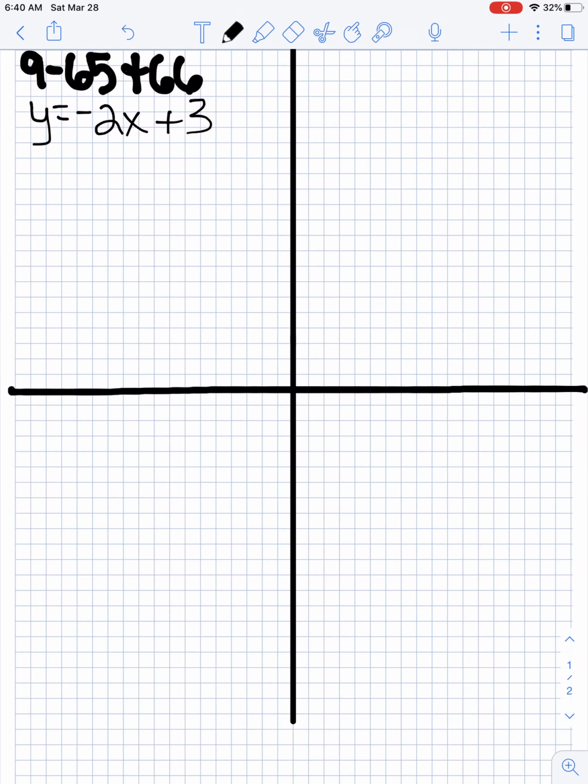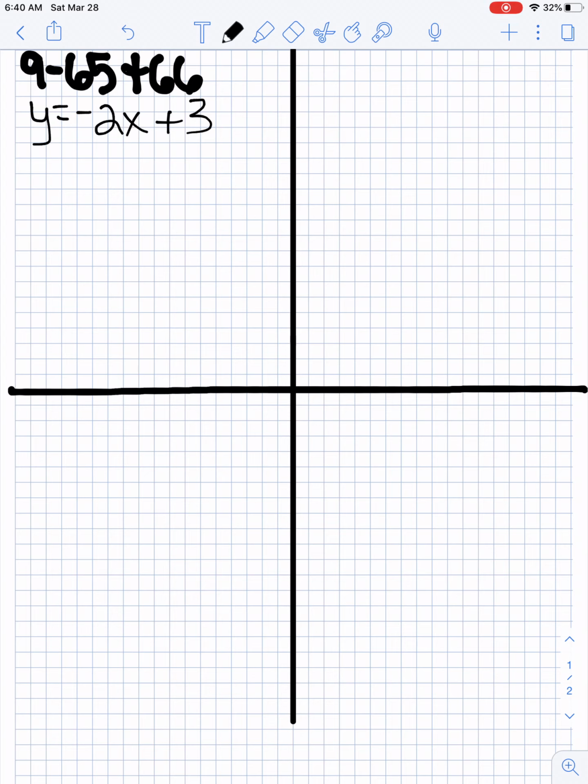All right, I'm taking a look at problems 965 and 966 in lesson 9.3.1. It says, what if the inequality has two variables? So we're going to take a look at graphing an equation, and this equation is in slope-intercept form. So you'll need to set up a graph, whether it's on paper or in Notability like this.